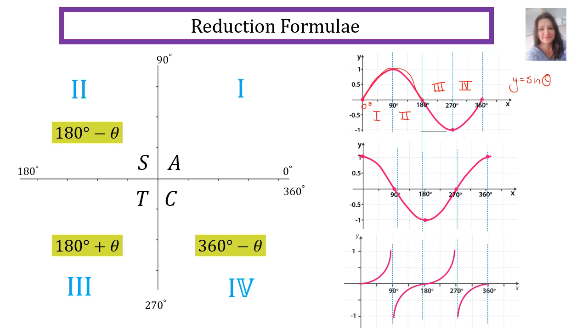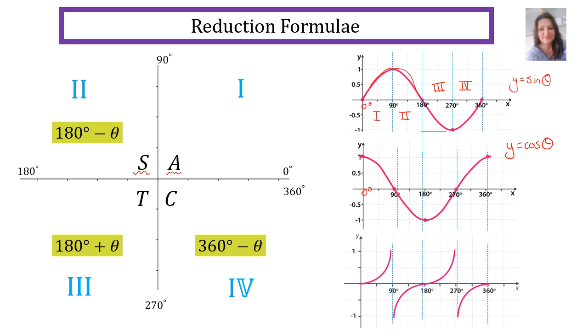So when you go back to your CAST diagram, can you see I said in the first quadrant all three functions are positive, and sin is positive in the second quadrant as well. Now the second graph, there's 0 degrees. The second graph is the graph of y equals cos theta.